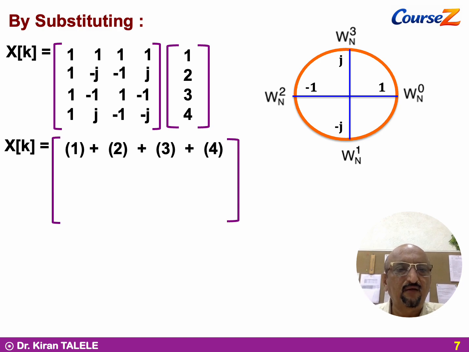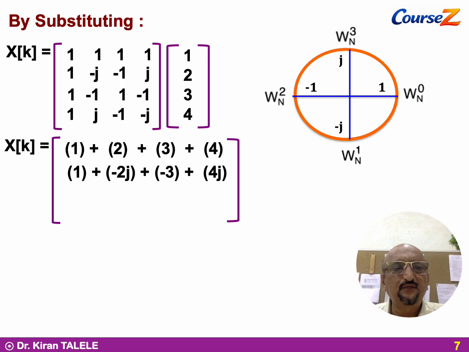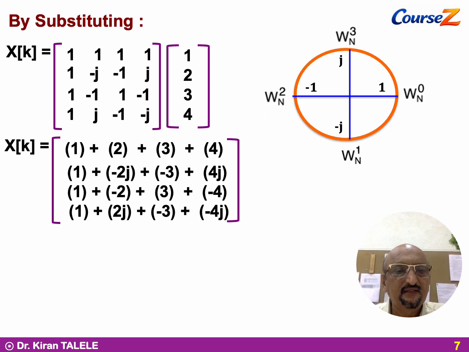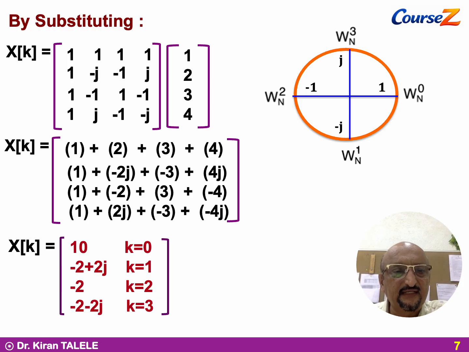Row multiplied by column. 1 into 1, 1 into 2, 1 into 3, 1 into 4, you'll get this. Next row, 1 into 1, minus j into 2, minus 1 into 3, j into 4. Row multiplied by column. Addition of all these numbers will give the required value of X of k. First value at k equal to 0, then next value at k equal to 1, k equal to 2, and so on. This is X of k. This is the final answer.